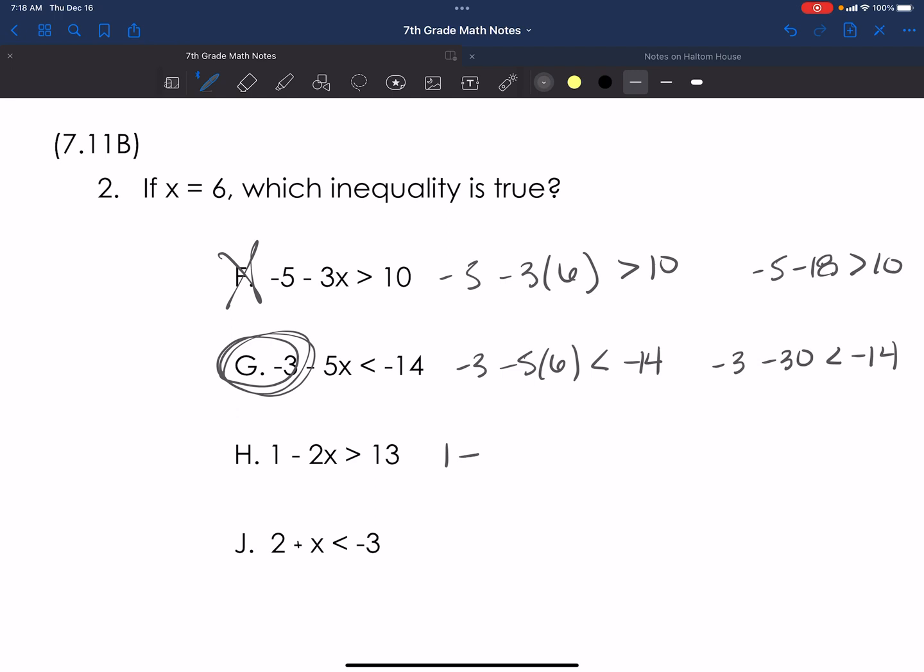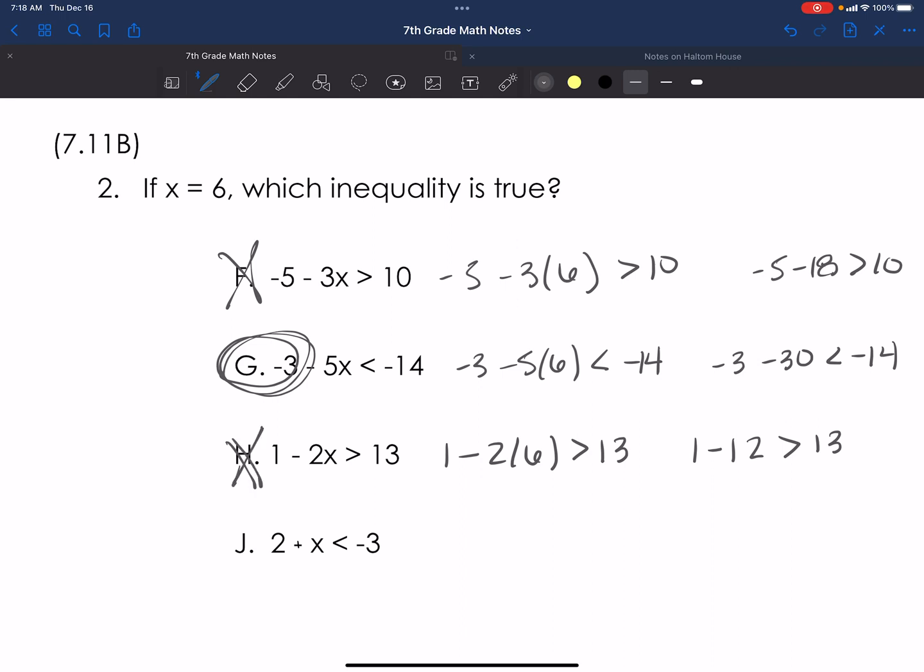All right, H: 1 minus 2 times 6 is greater than 13. Well, I know 2 times 6 is 12, so 1 minus 12 is greater than 13. Well, that turns out to be -11, right? Because 1 minus 12 is -11. And again, negative is not greater than a positive, so I know H can't be it.